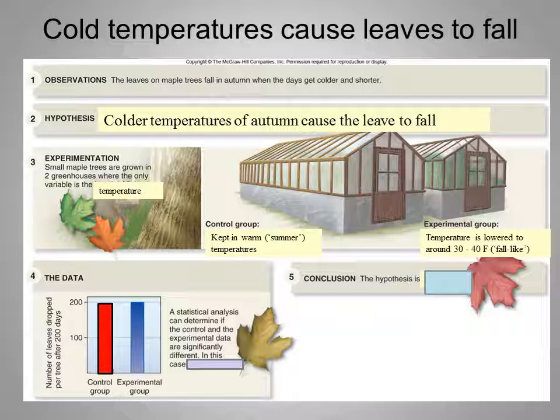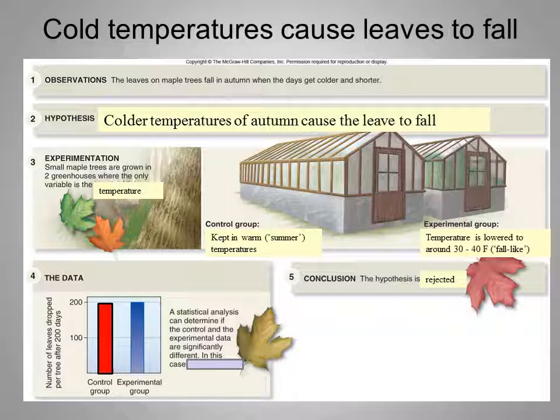So our control group is going to be kept in warm, summer-like conditions, and our experimental group is going to be allowed to have temperatures in which it's going to be able to fall down to somewhere between 30 and 40 degrees Fahrenheit, which is what one would see in the fall. So now looking at step 4 here, what if these were our potential results? So our control group and our experimental group look identical. What would this then cause you to conclude? That our hypothesis must be rejected.